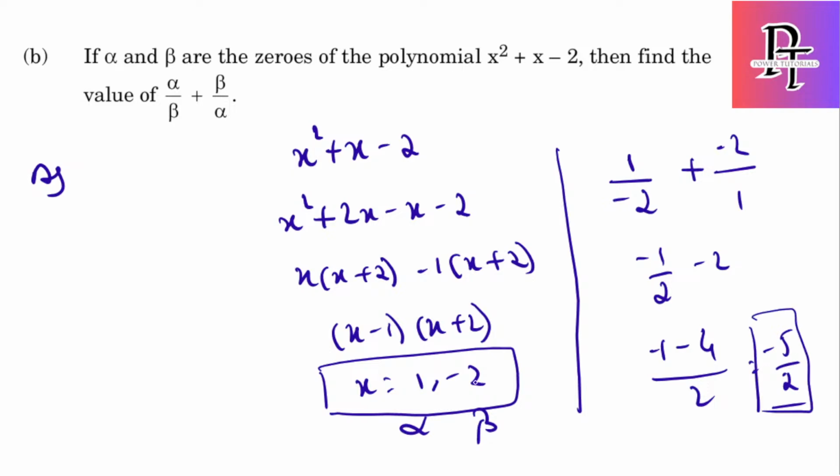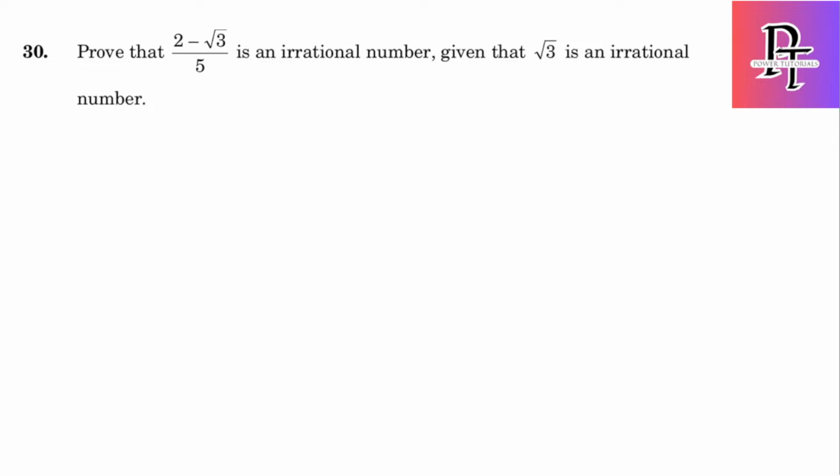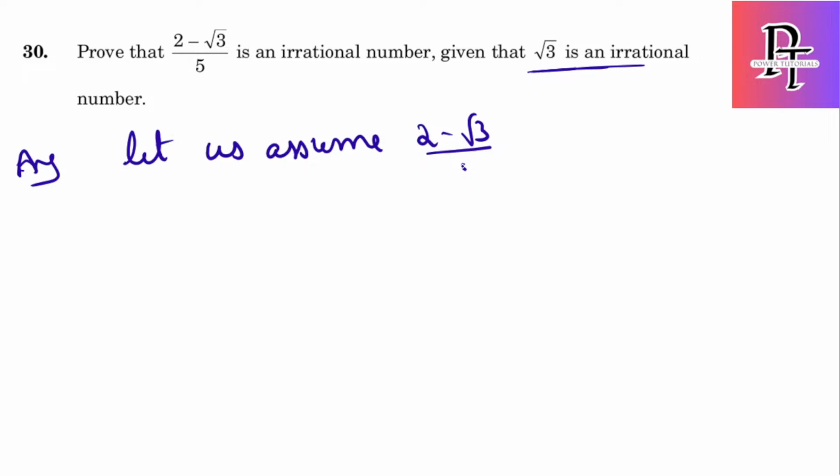Let's see the 30th question. They are asking to prove this is an irrational number, given that root 3 is irrational. This is already provided. So let's assume. Always for irrational questions it should be the opposite. First you have to consider this as rational, and prove that somewhere it contradicts our statement, so that we can say our assumption is wrong, hence it is irrational. So the first step: let us assume 2 minus root 3 by 5 is rational.